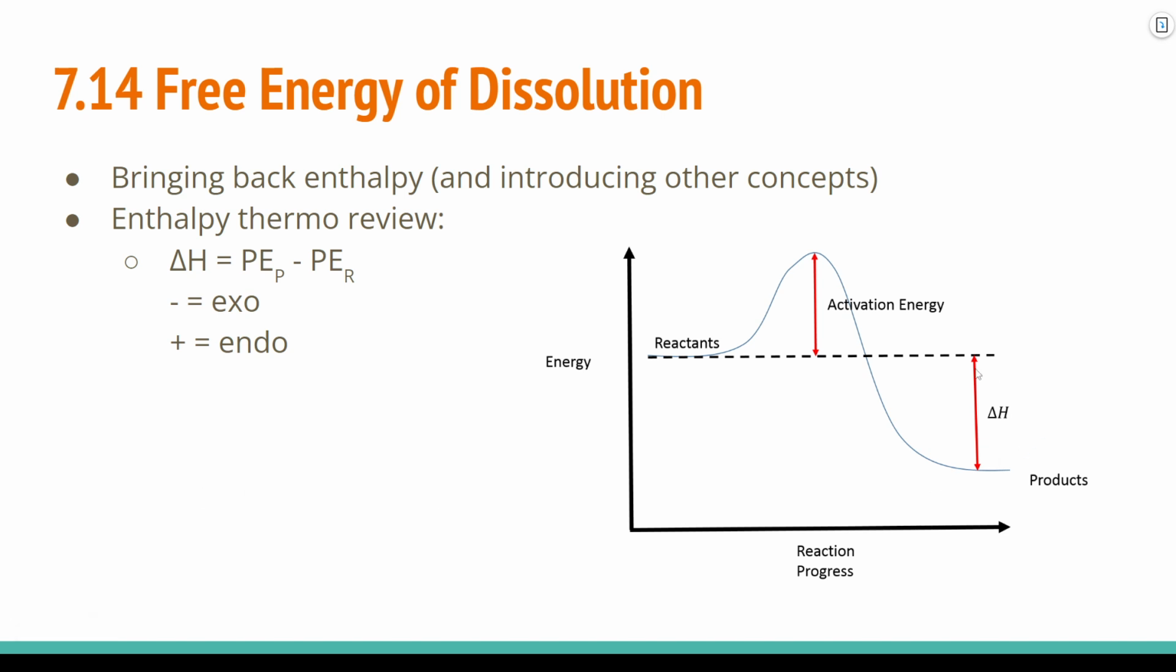So here's my delta H here on the reaction progress curve. So products minus reactants, and this is potential energy on this axis, right? And so if delta H is negative, it's exothermic. If delta H is positive, then it's endothermic.